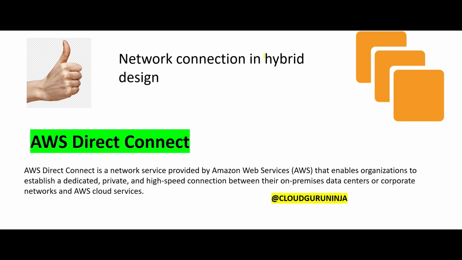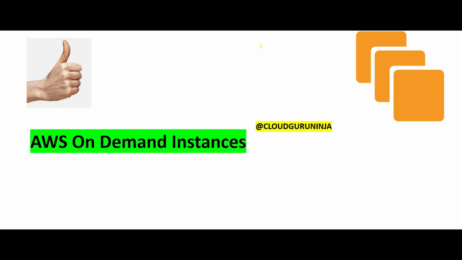So if in the certification people say I want to choose a low cost option for connection, and you see Direct Connect, don't use it. The answer most likely would be VPN. But when the question says they want high speed and no mention about cost, go for Direct Connect. The next question is around what are on-demand instances.